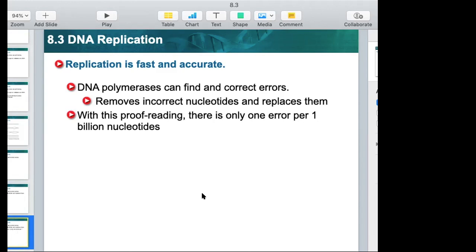But with this proofreading, you only have 1 error in every 1 billion nucleotides. And a lot of times that 1 error is not going to be significant. Usually that cell would just die on its own. It's going to catch the error in the next checkpoint. That cell just dies. You've got 1 cell that dies. You don't even notice that. So for the most part, even when it does make a mistake, it's not going to be a problem for you because your body will just isolate the cell, let it die, recycle the cell parts, and start over again.